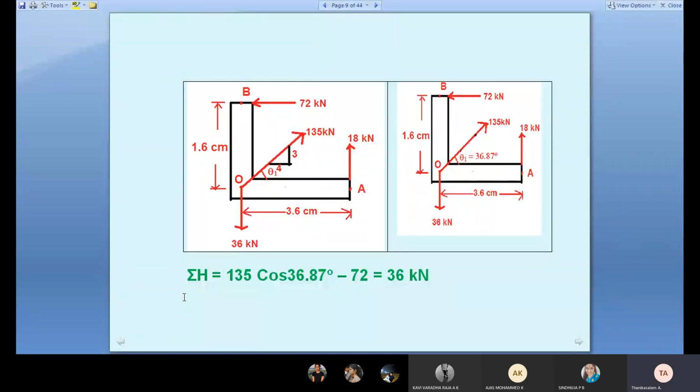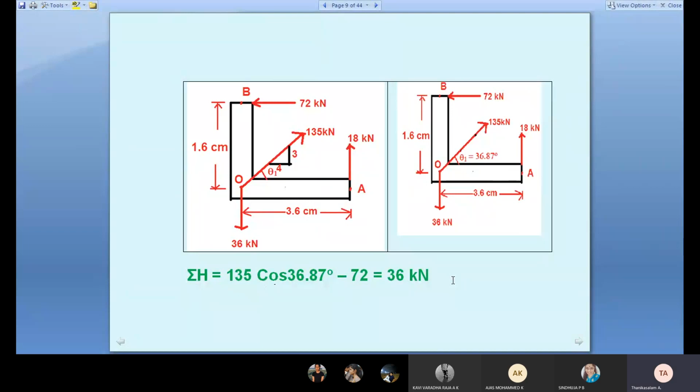Now summation of H. Summation of H means adding all horizontal forces. Here, which one is horizontal? The 72. It goes to the left side, x direction, minus 72. There's one inclined force lying in the first quadrant. The angle is with respect to the x-axis. Therefore, 135 cos 36.87. Then we have summation H equal to 36 kilonewton.